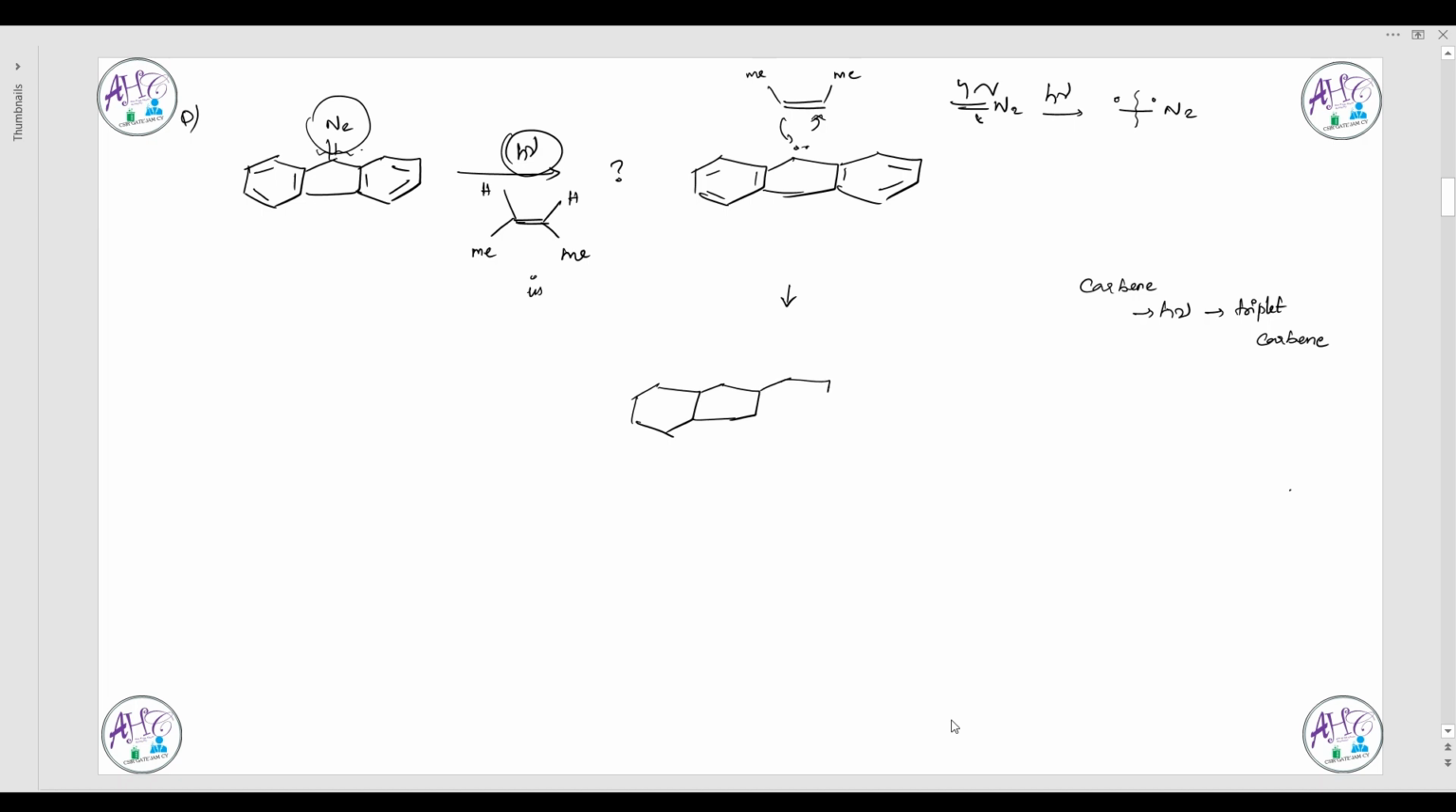Let me draw the complete structure. So yeah, you'll have your cyclopropane group like this. One is going to be your retention in configuration, the other one is going to be your inversion in configuration. So two products are possible like this. This is again really important. Okay, so let's see one more problem.